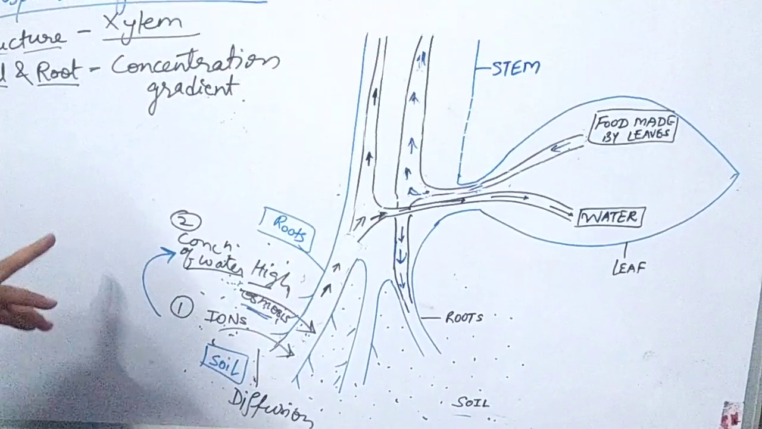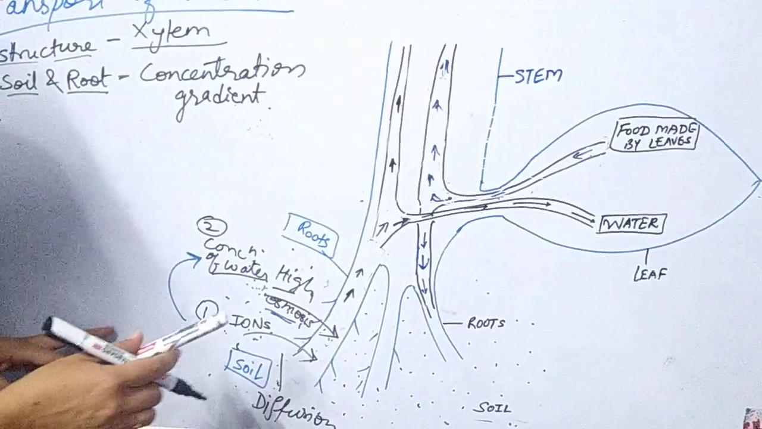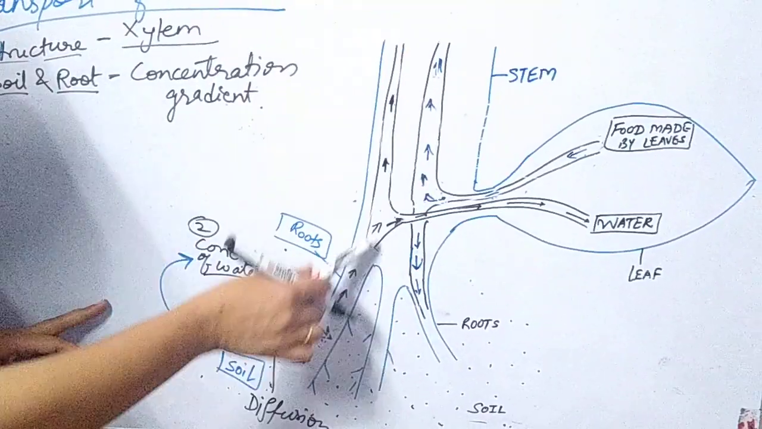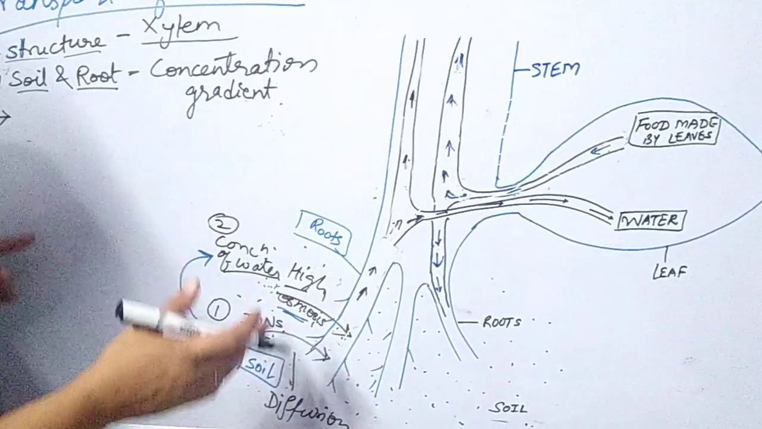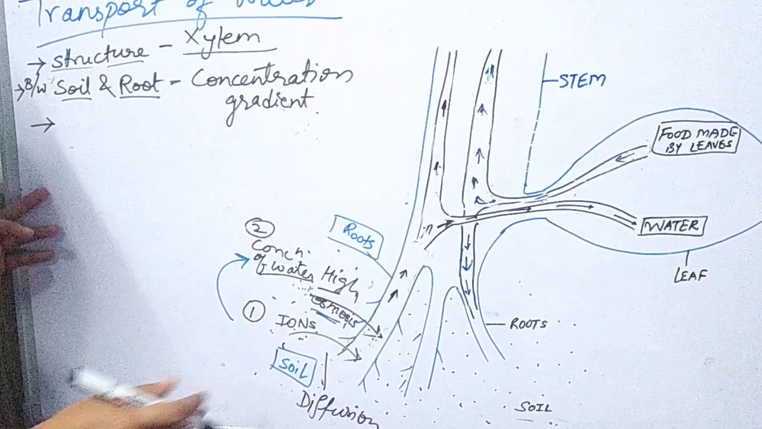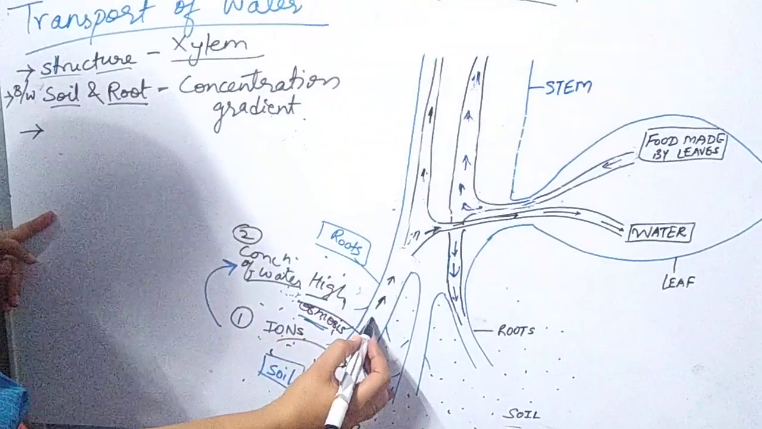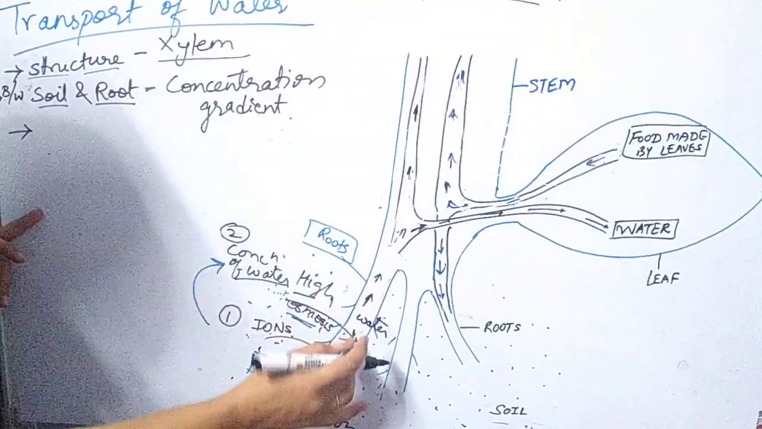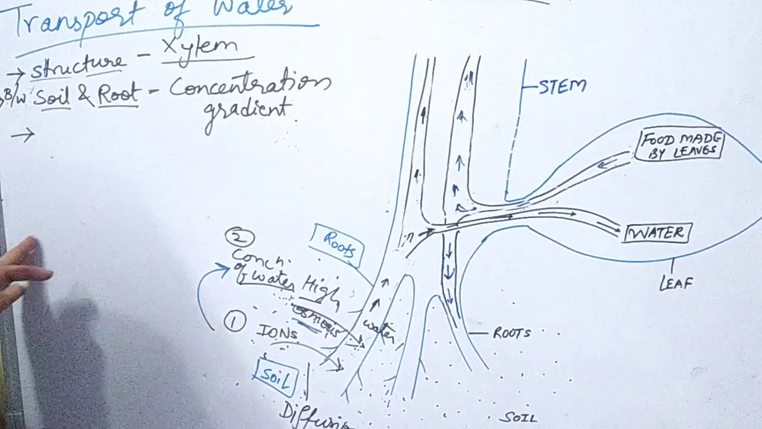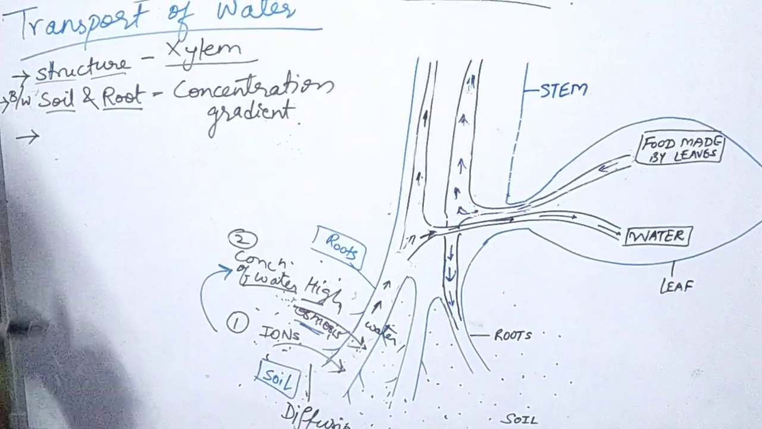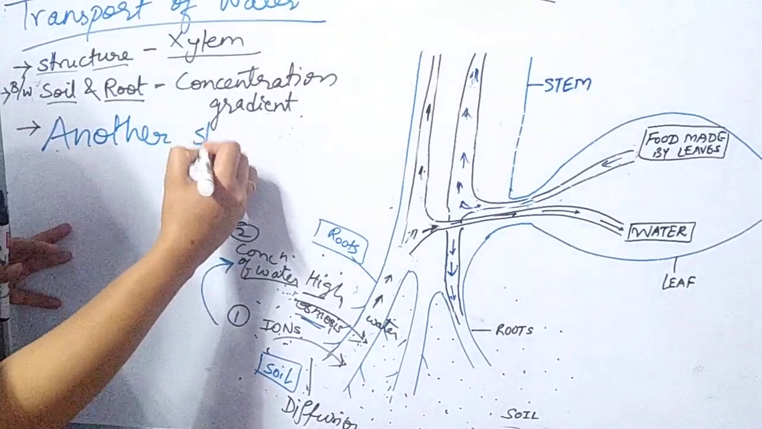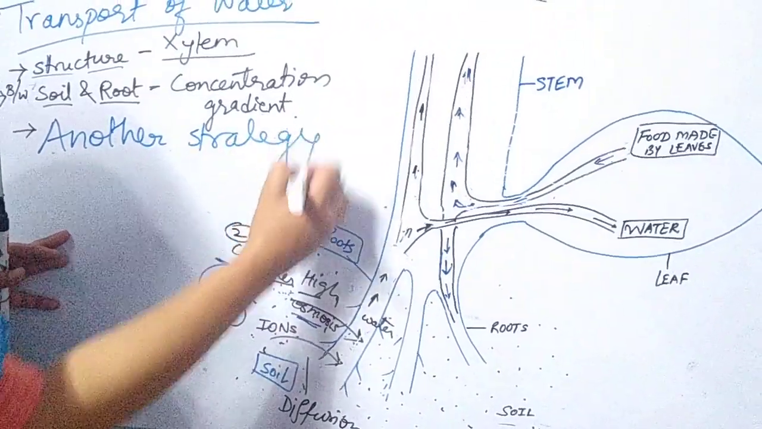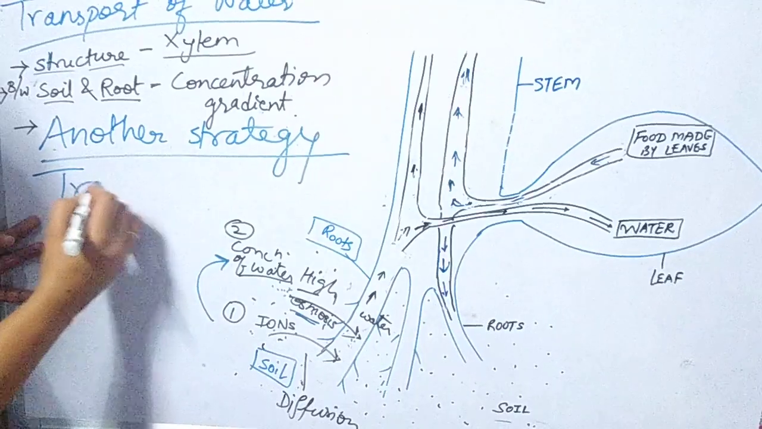These two steps take place alternatively, which are required to transport the water upward in the stems of the plant. But this process is not enough to bring water to the upper parts, or the highest point, of the plant. So there is another strategy used by plants, which is called transpiration.